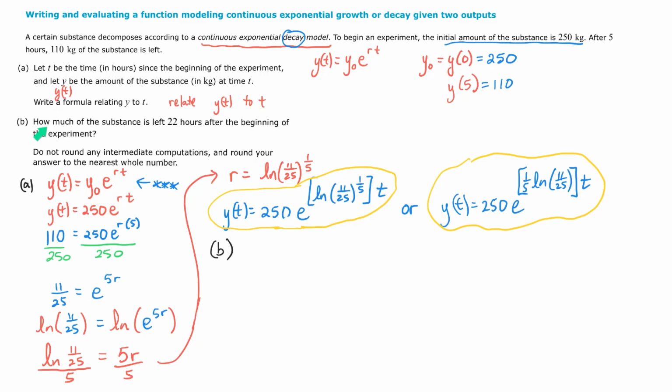Part B says, how much of the substance is left 22 hours after the beginning of the experiment? That's really just saying, what's y of 22? I'm going to go ahead and use this function. And let's evaluate y of 22. 250 e to the 22/5 times the natural log of 11/25.